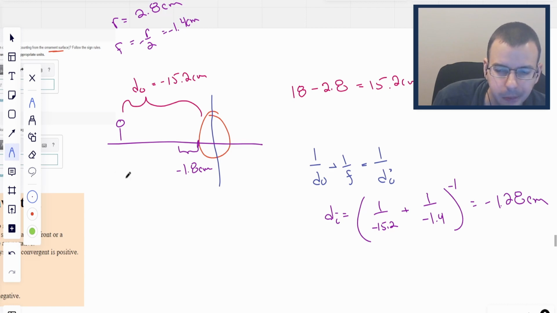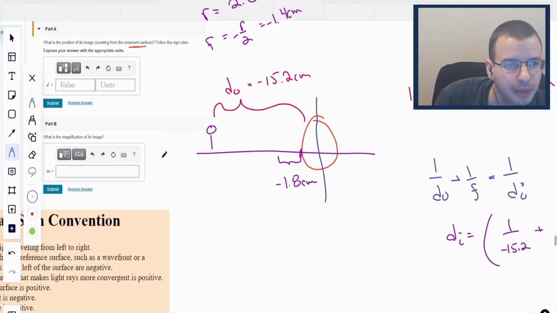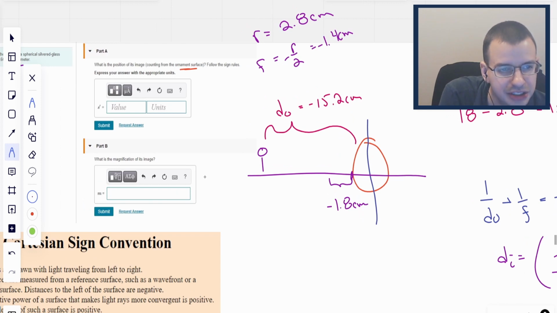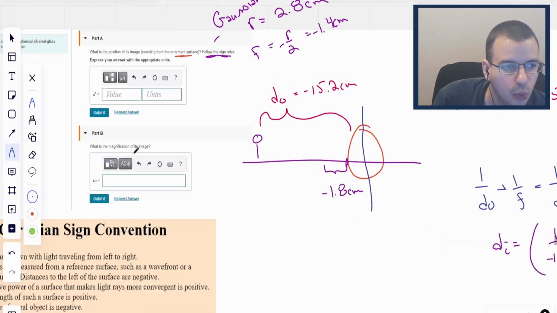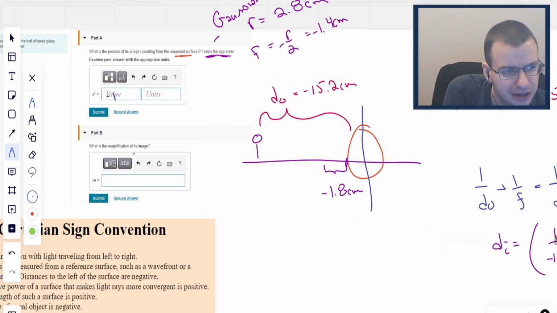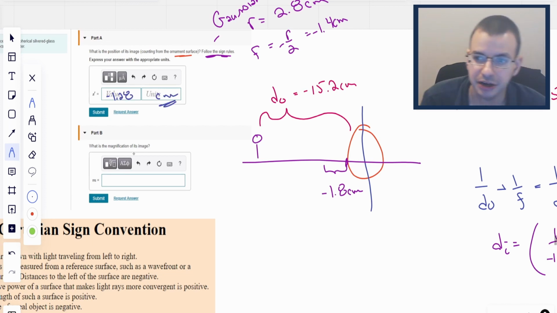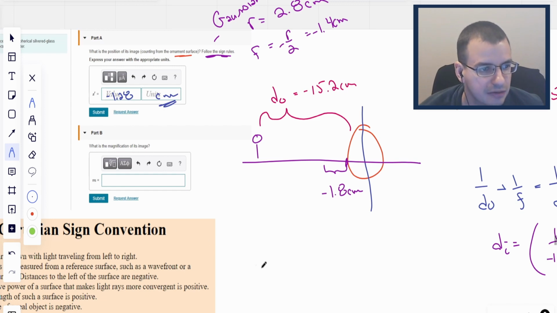Now, when they say follow the sign rules, they're probably actually talking about Gaussian, because Gaussian is more common in this physics class. So I'm going to say the answer for this is negative 1.28 centimeters, but depending on your convention, your mileage may vary.